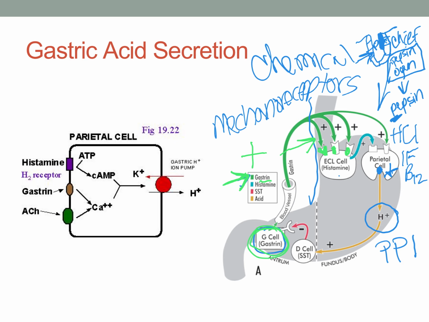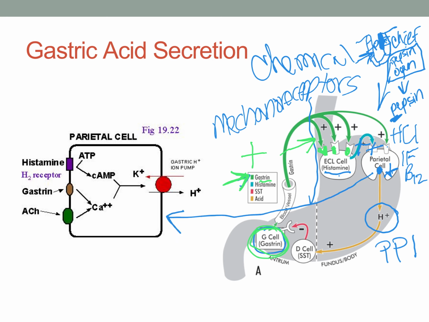And in response to that, the ECL cells themselves make histamine. That histamine is your feed-forward mechanism. It's a positive feedback because it binds to its receptors, its histamine receptors, on the parietal cell. And in response to that and the gastrin, the parietal cells will turn on their hydrogen proton pumps. There's one other piece of the story.